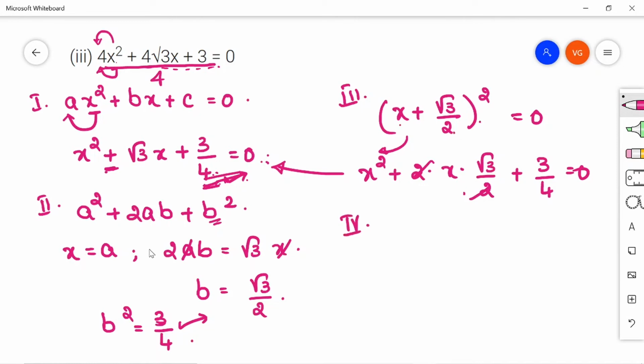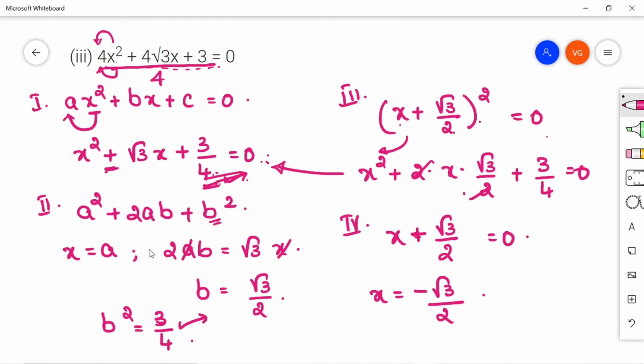Step 4, find the value of x. Simply x is equal to, so x plus root 3 by 2 whole square is equal to 0 means what? X plus root 3 by 2 also equal to 0. X square is equal to 0 means x is equal to 0. So x is equal to minus root 3 by 2.